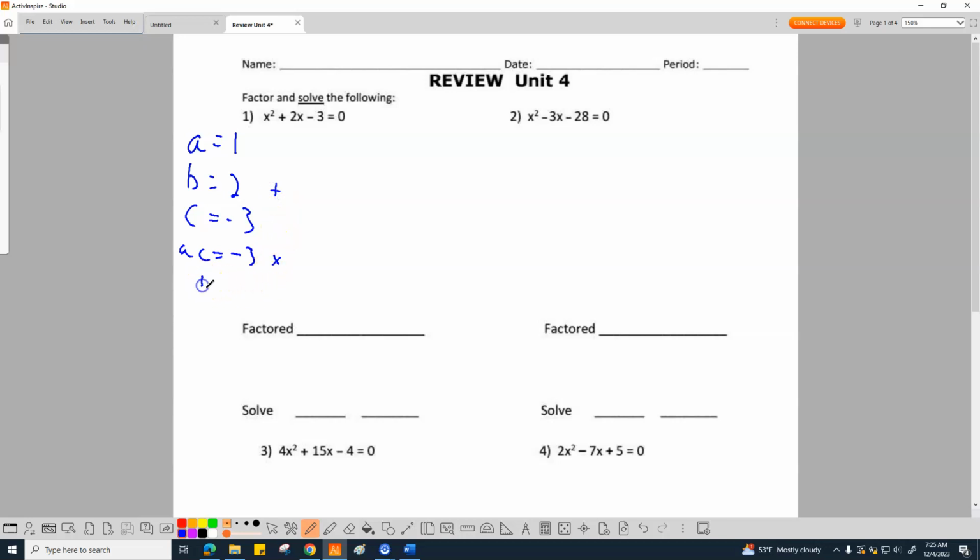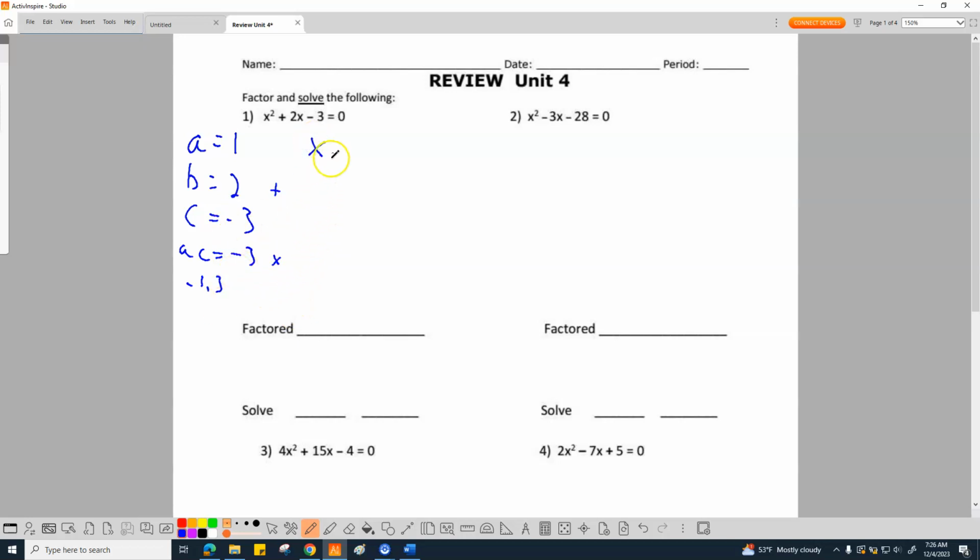So in this case, I have 1 times 3. That will multiply to 3. What will make it negative, positive? I think it's that. Let's look at that. Negative 1 times 3 is negative 3. Negative 1 plus 3 is 2. Cool. So those are our terms.